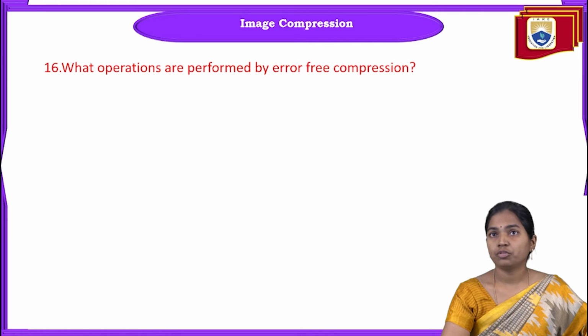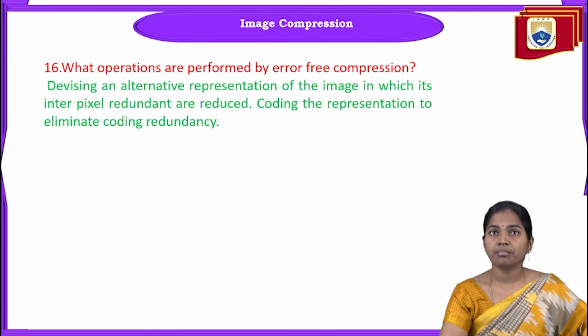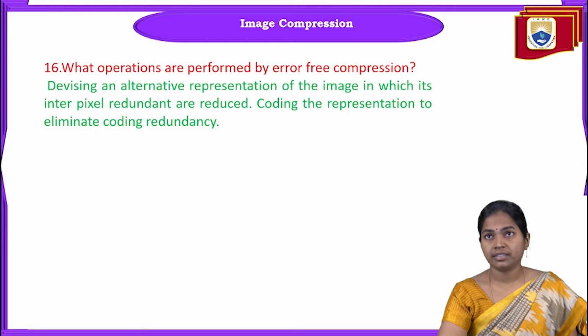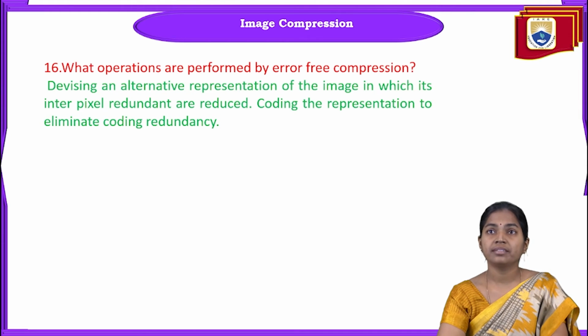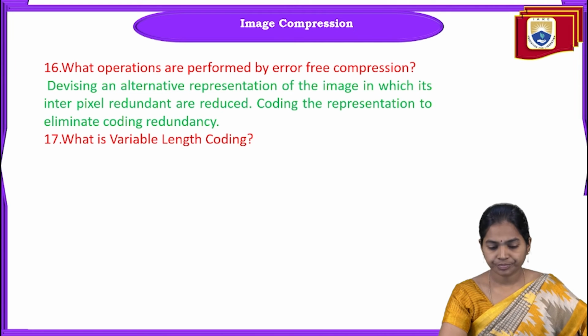What operations are performed by error-free compression? In error-free compression, we use an alternative representation of the image in which interpixel redundancy is reduced, and then code the representation to eliminate coding redundancy. Without errors, we can compress the image. It is lossless compression.